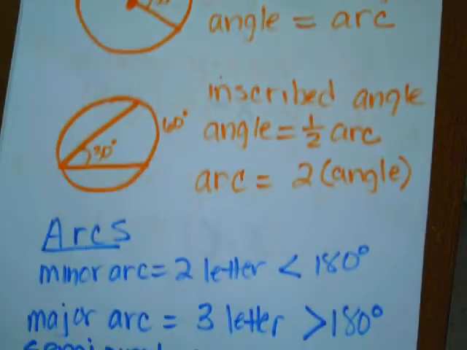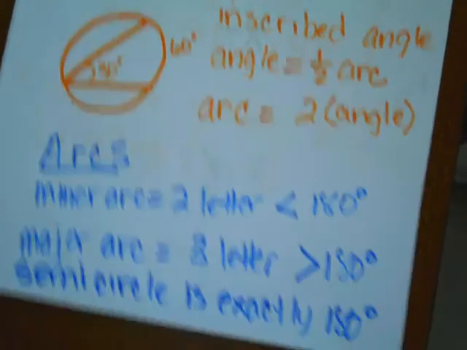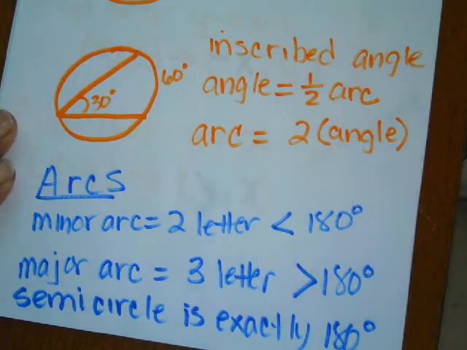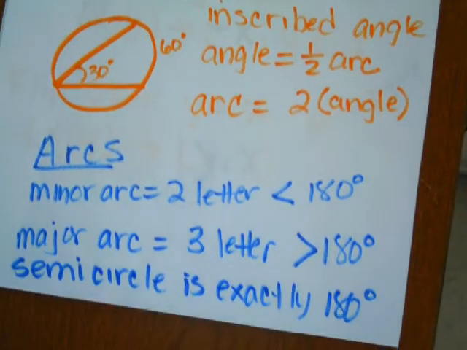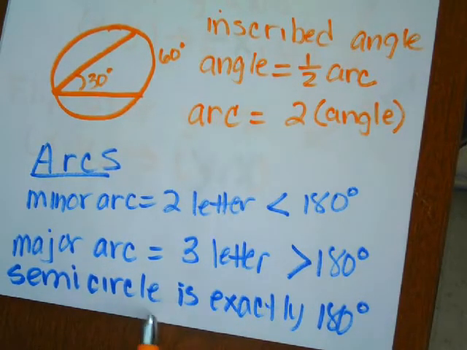Next, let's talk about the arcs in a circle. Remember that minor arcs have 2 letters and they measure less than 180. Major arcs have 3 letters and they are greater than 180. A semicircle is exactly 180.